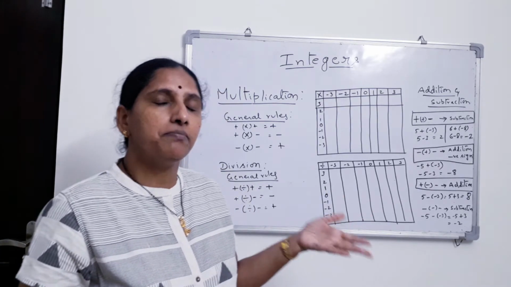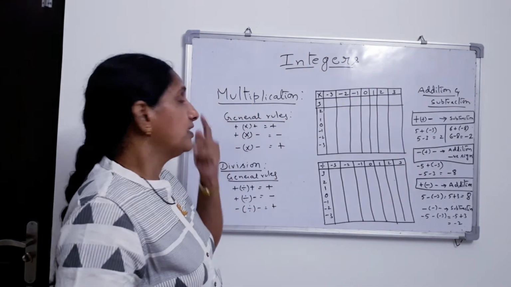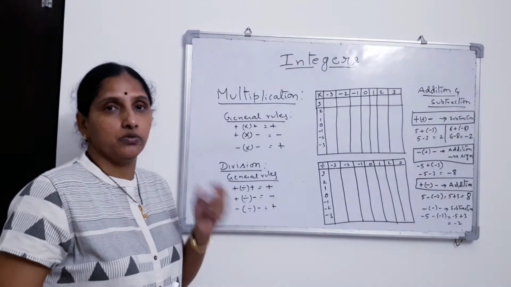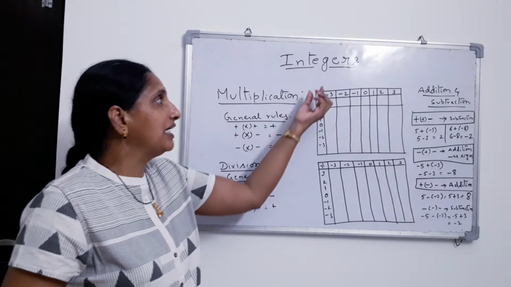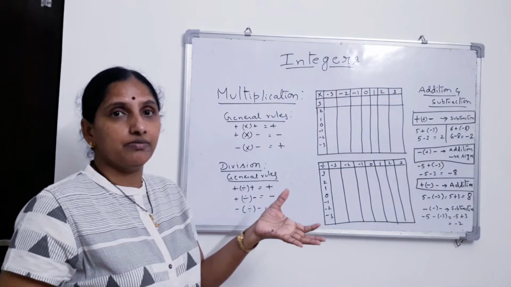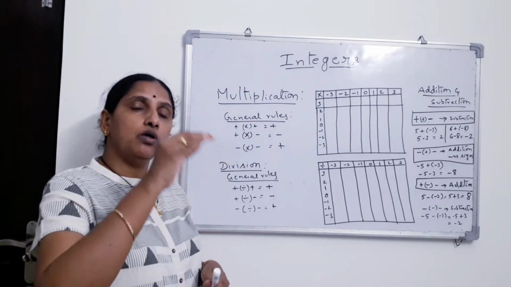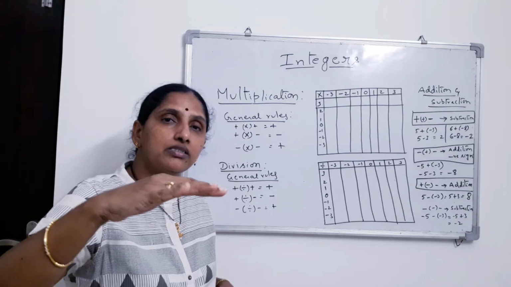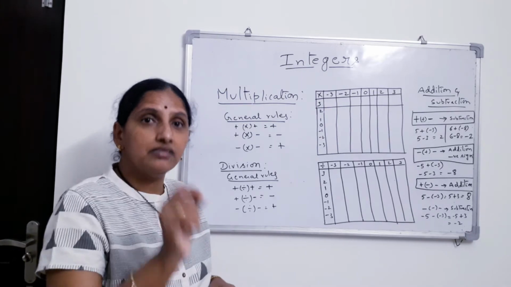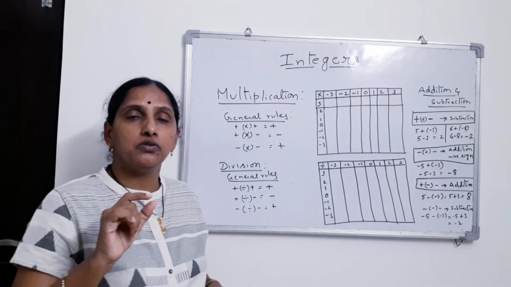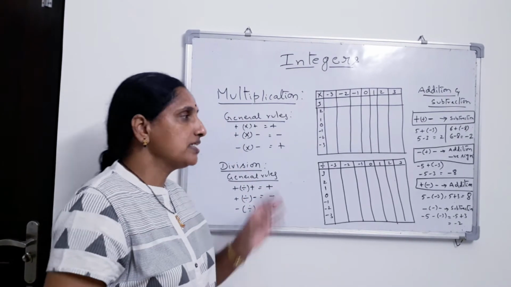Now the next part is multiplication. While discussing multiplication, let us first learn the general rules. What rules you have to keep in mind while you use multiplication in case of integers, because here we have positive as well as negative numbers. You know how the operators work on positive numbers, but here in case of integers we have negative numbers also. So we are going to learn about these general principles.